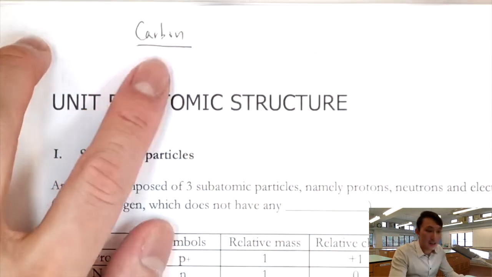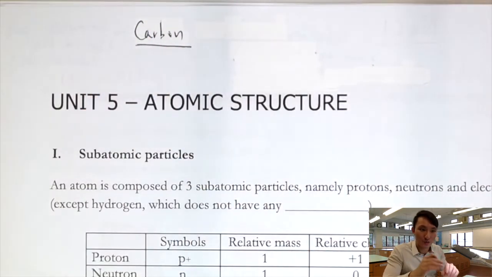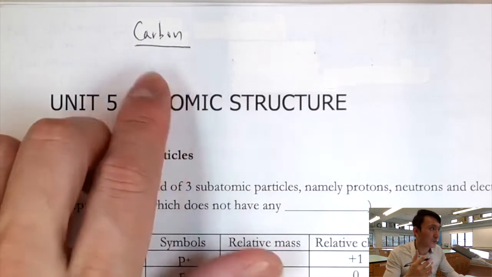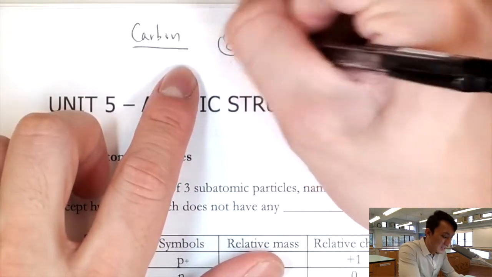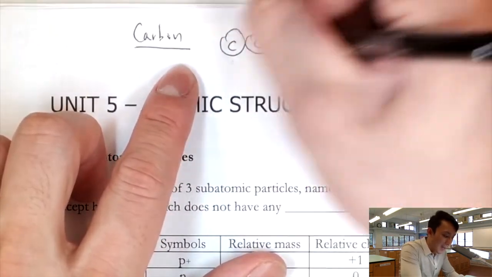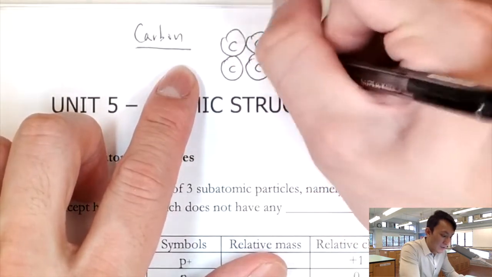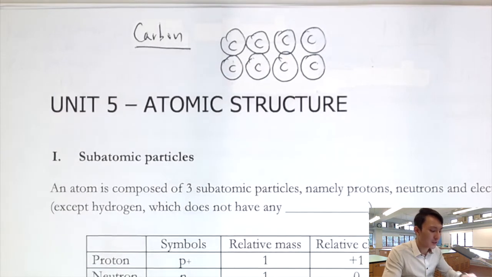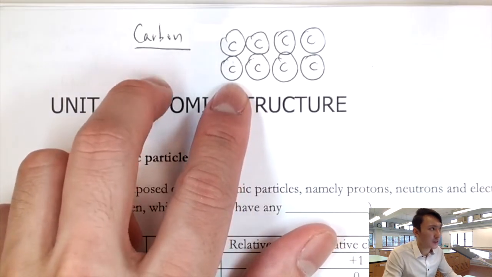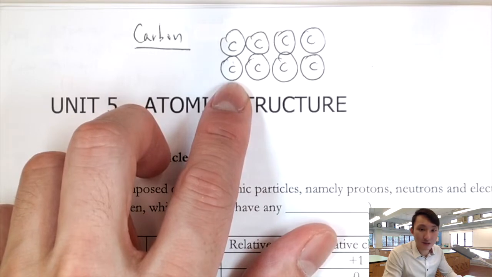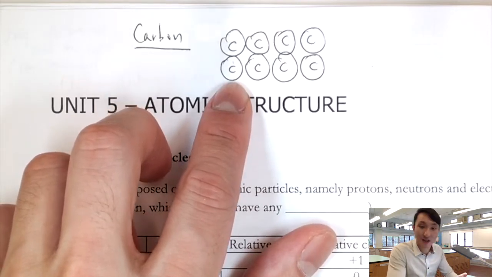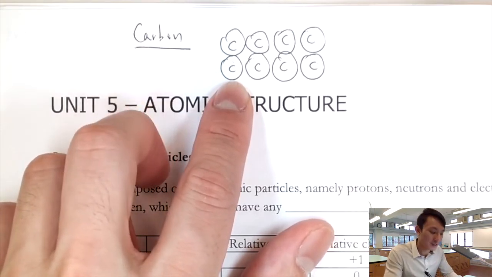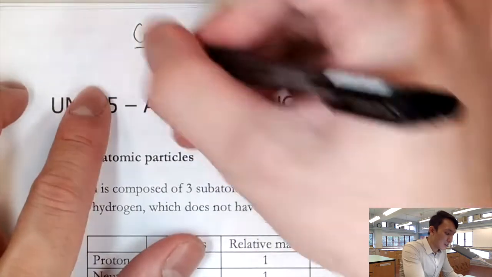Now, carbon, if we are able to zoom in until we see all the particles inside, we will see carbon actually consists of a lot of carbon atoms, arranged closely packed in a very orderly manner. Because carbon consists of only one type of atom, the carbon atom, carbon is an element.